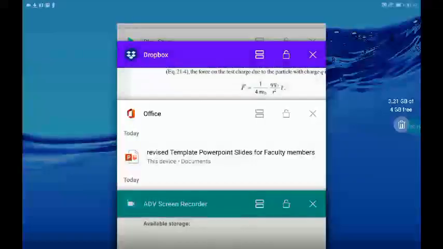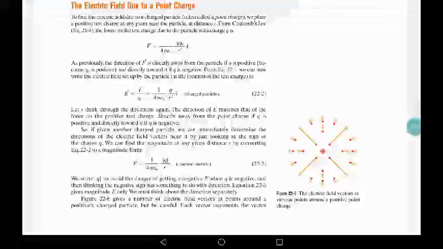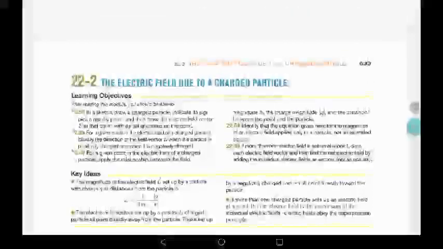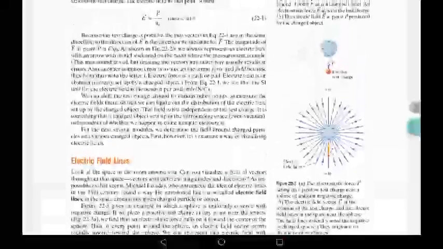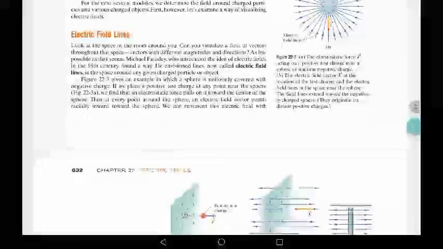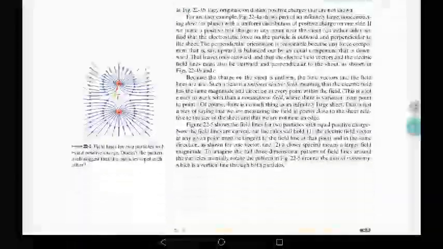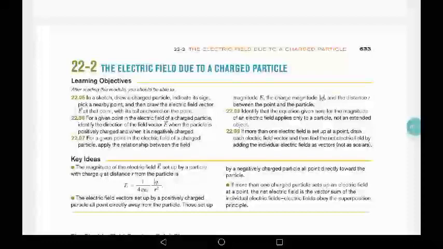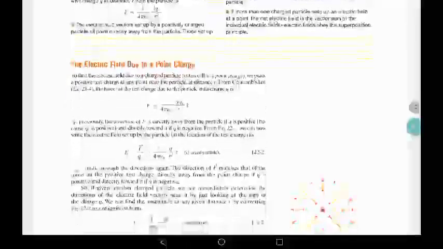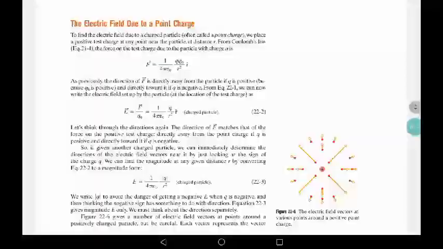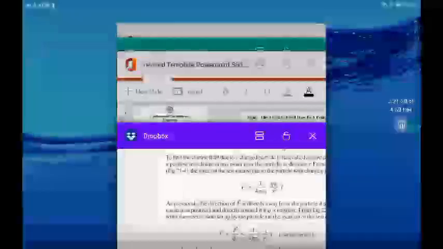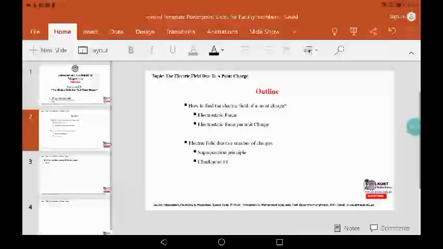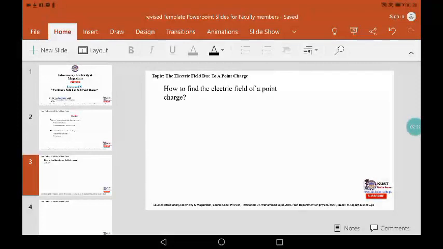If you open your book, you can come to this topic. This is the 22nd chapter of this Fundamentals of Physics. So we have already discussed the electric field lines, and today is the topic 22.2. So you can look here at the topic. So we are actually discussing this topic today. So I will come to my notes, this PowerPoint, and would like to start how we can find the electric field of a given charge.